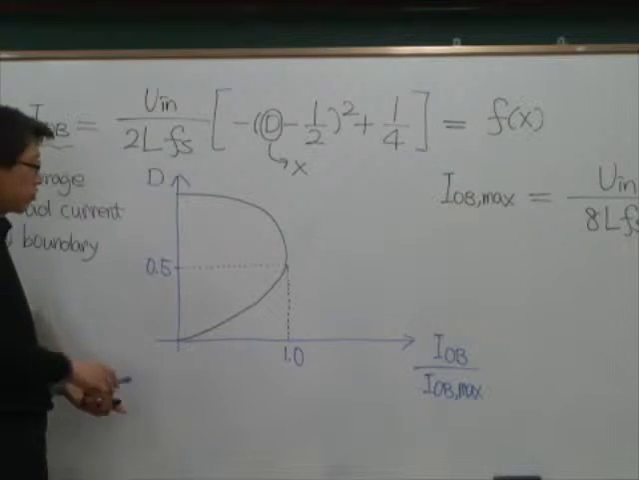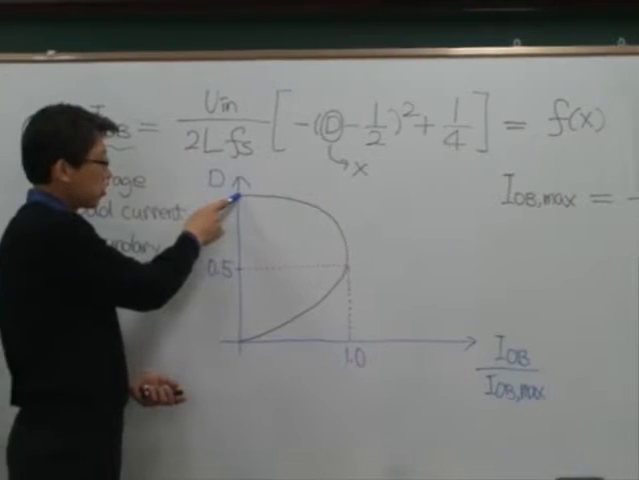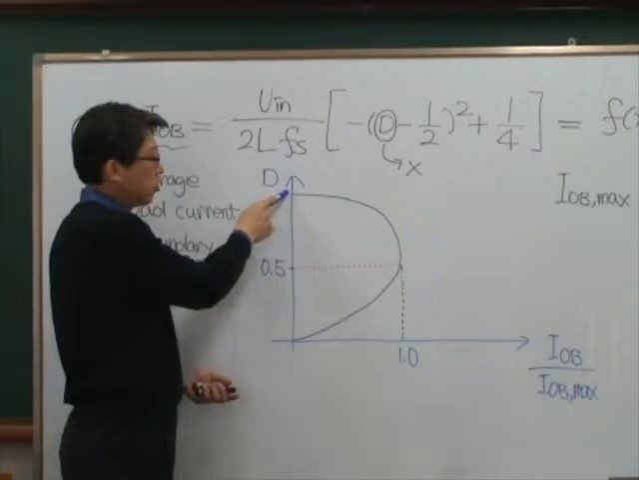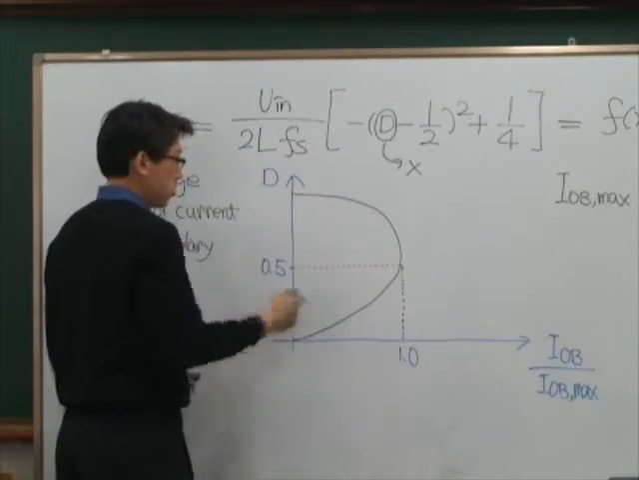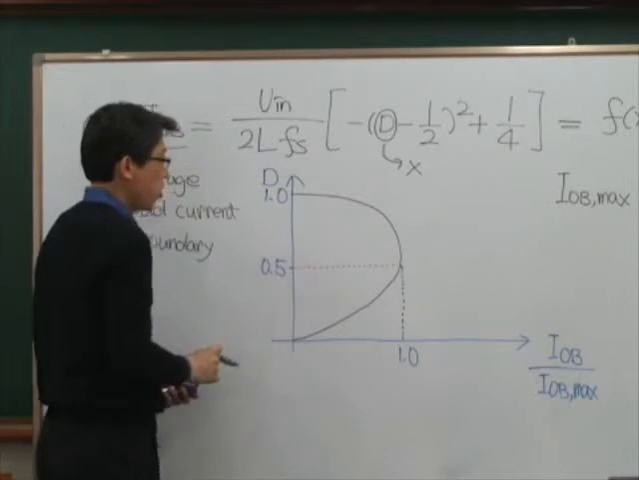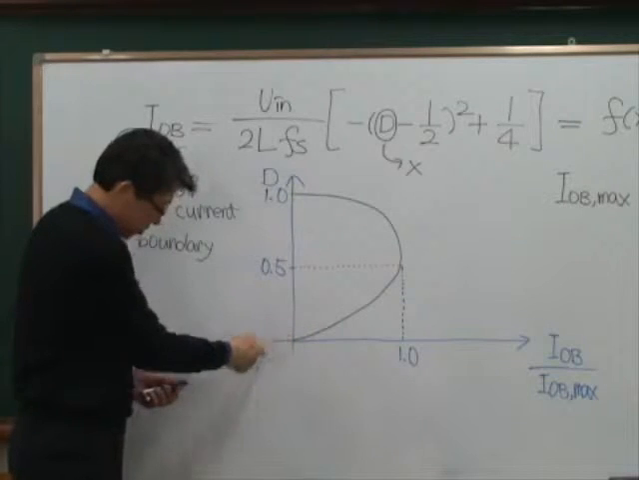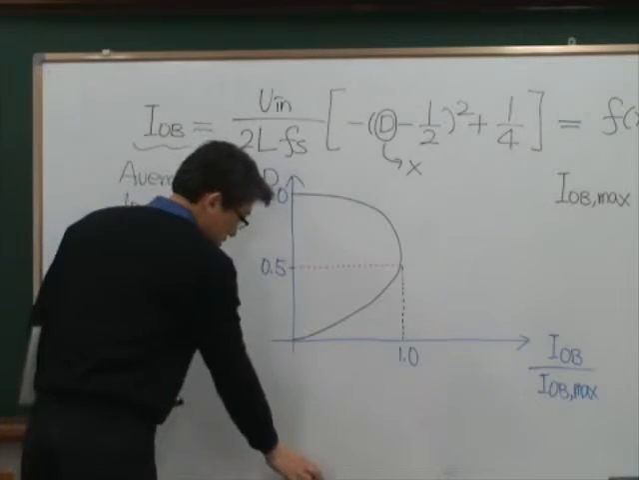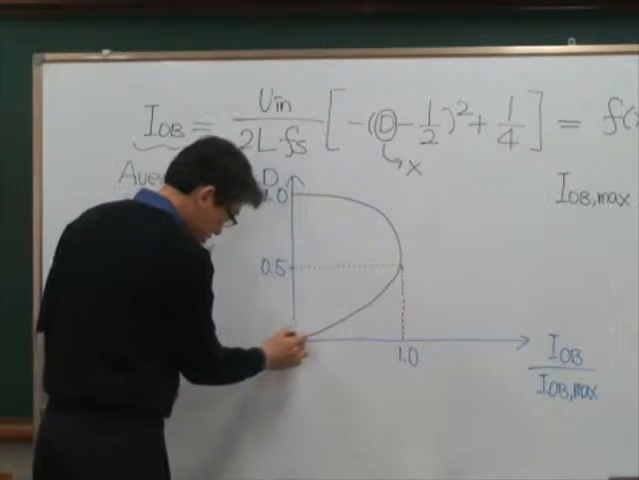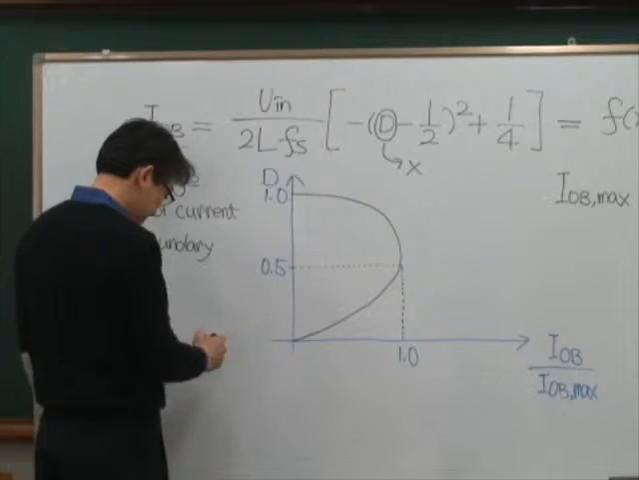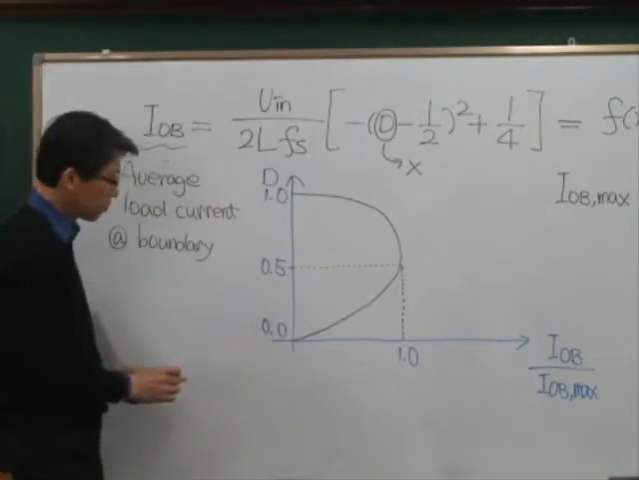Now let's take a look at this point. How much is this cross section? When duty is equal to 1, then this whole term becomes 0. So this should be equal to 1. And everybody knows that this intersects the origin at the 0 point. So if I draw in a more exact manner, it's going like this. 0.0. Okay?